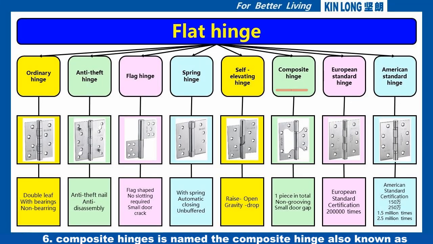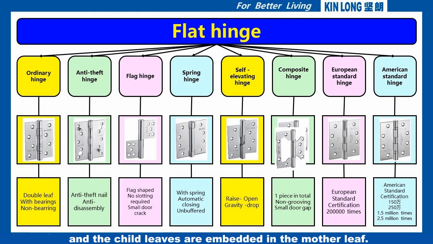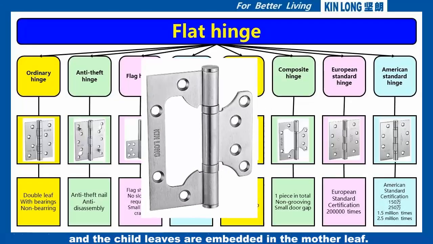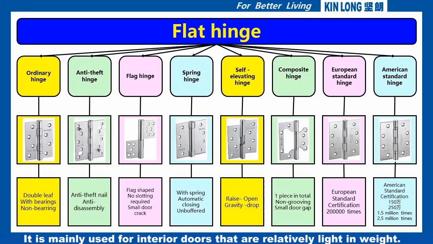6. Composite hinge, also known as mother-child hinge, because one leaf is large and the other is small, and the child leaf is embedded in the mother leaf. It is mainly used for interior doors that are relatively light in weight. The price is also relatively favorable.